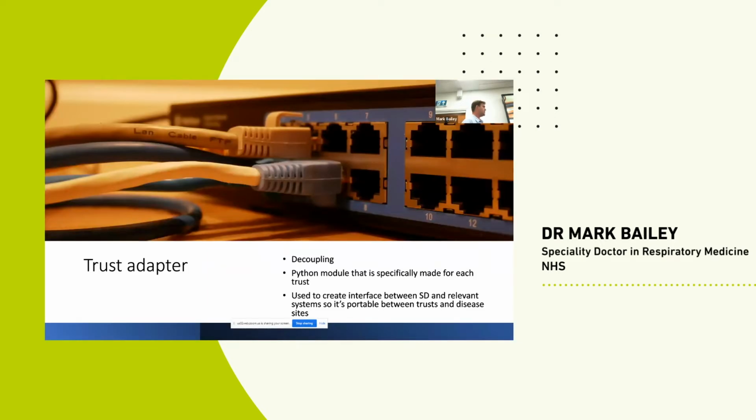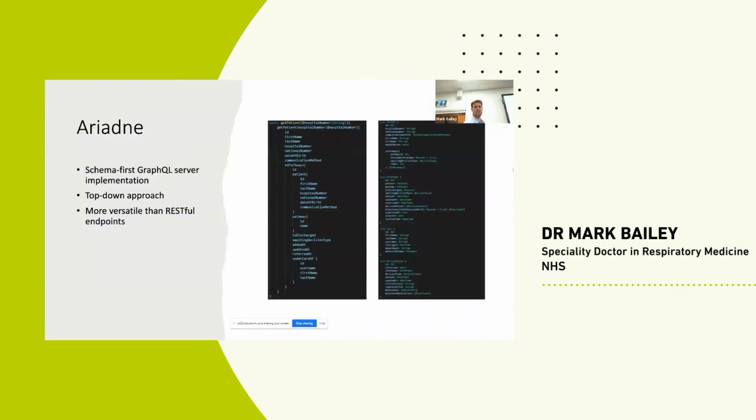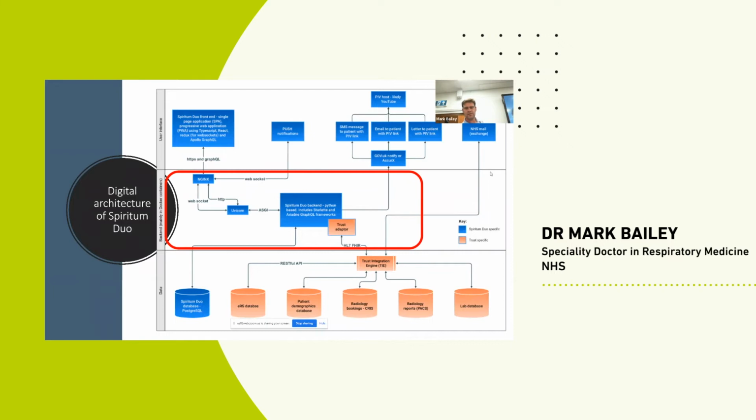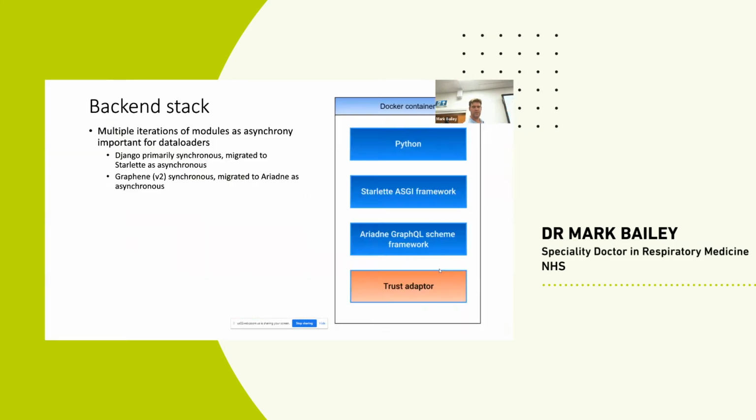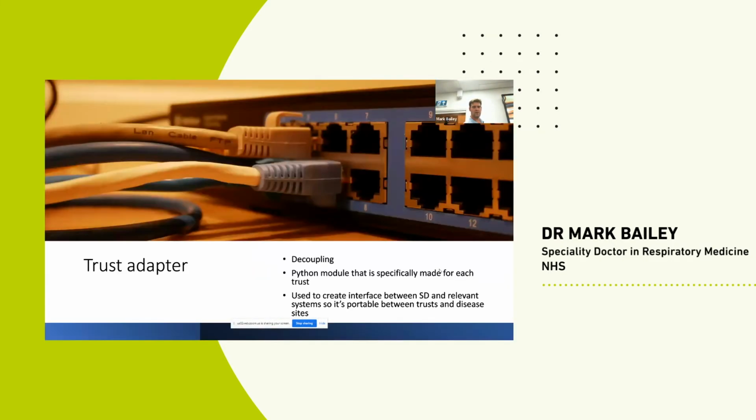Now the trust adapter, let's go back actually. Here, the trust adapter, just this bit here. It's part of the back end. As you can see, it connects to the trust, the switchboard, to all the data in the trust. And it's just some code that decouples Spiritum Duo's front and back end from the digital architecture of the back end. Spiritum Duo doesn't care what's going on in the back end. It's the trust adapter that cares. It communicates what's happening in the front of Spiritum Duo with the back data of the trust.